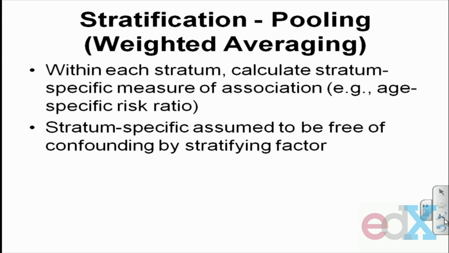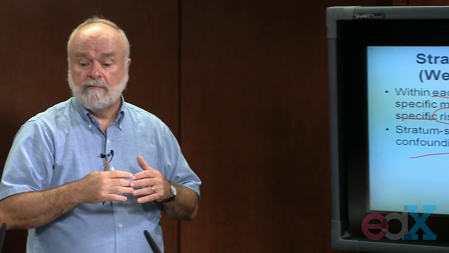The next step is, now here's where we do some calculations. Within each stratum, we measure a risk ratio, an odds ratio, a measure of association. In the age example, it's age specific. We're doing one for the young people, one for the old people. And we're assuming each of these age specific or stratum specific estimates are free of confounding because the people in those subgroups are comparable, the smokers to the non-smokers.